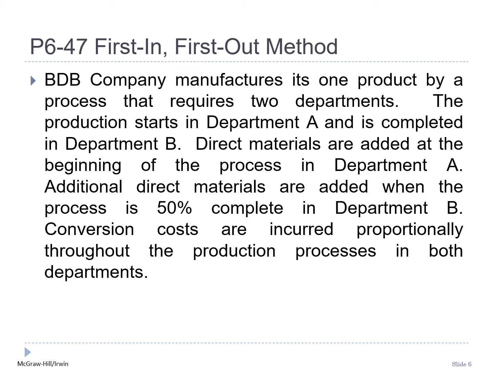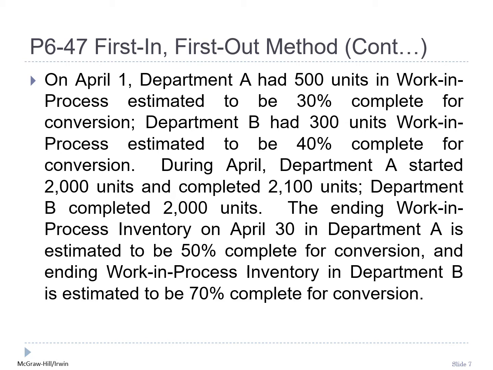Ayan, so, usahin ko ulit. Conversion costs are incurred proportionally throughout the production process in both departments. So, ibig sabihin ng proportionally ulit, nakadepende dun sa percentage of completion na ibibigay dun sa problem. So, additional information for the units. Sabi niya, on April 1, Department A had 500 units in work in process, estimated to be 30% complete for conversion.